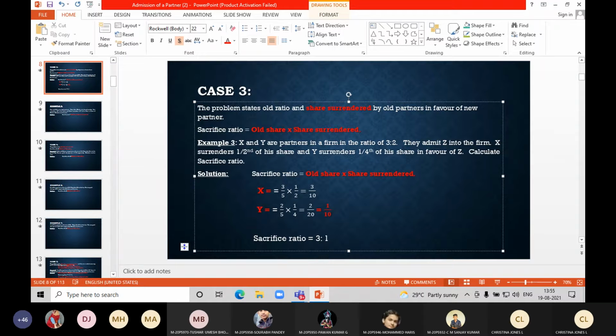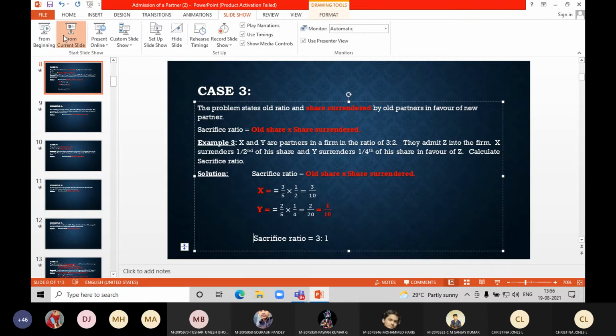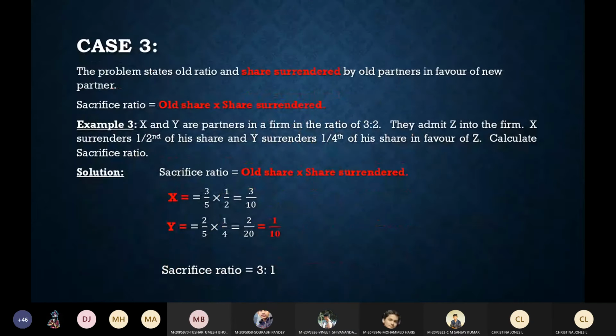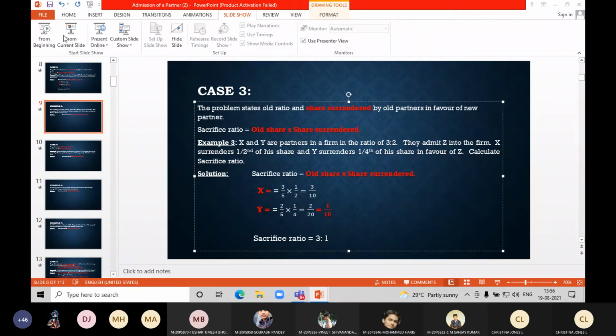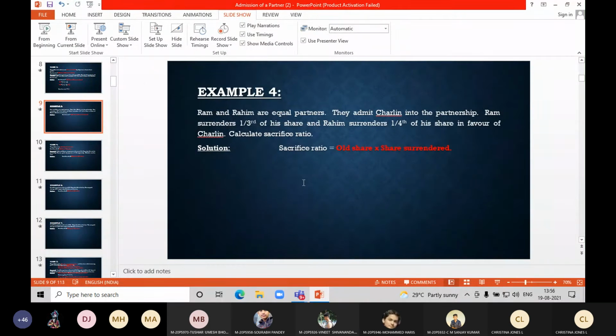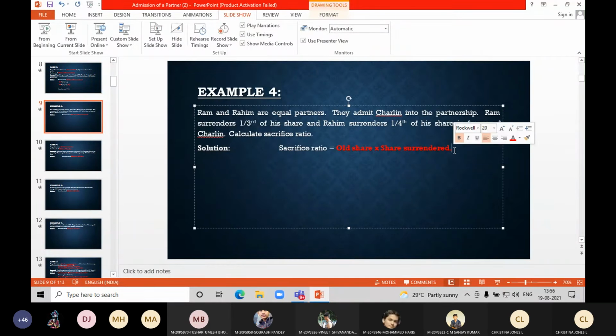Can you believe this is a 6-mark question? Tell me when you're done. Done, ma'am. I hope everyone is writing in your books. We'll do one more problem under the same format, just to get familiar with the concept.